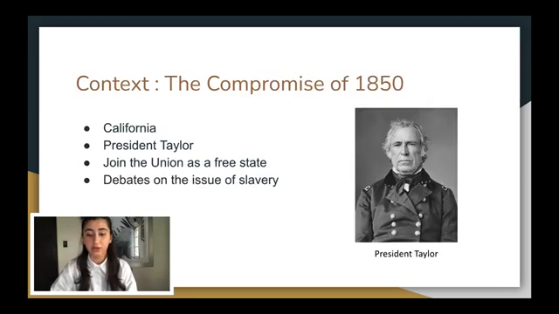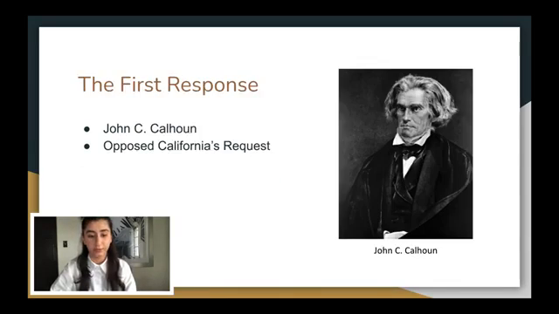Now I'm going to describe the Compromise of 1850 in detail, starting with the fact that after the gold rush and in hopes to avoid an extension of debates on the issue of slavery, President Taylor advised California to skip the territorial phase and apply for statehood. California's request to join the Union as a free state sparked a debate to which 4 different responses were made.